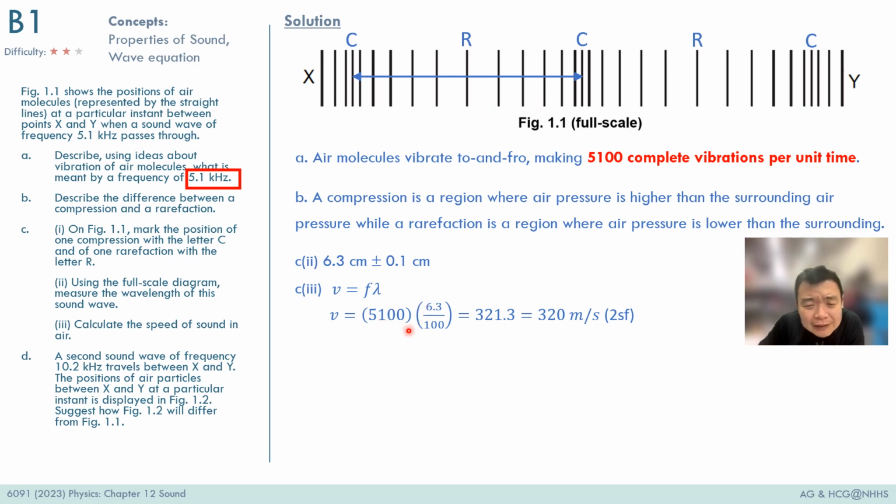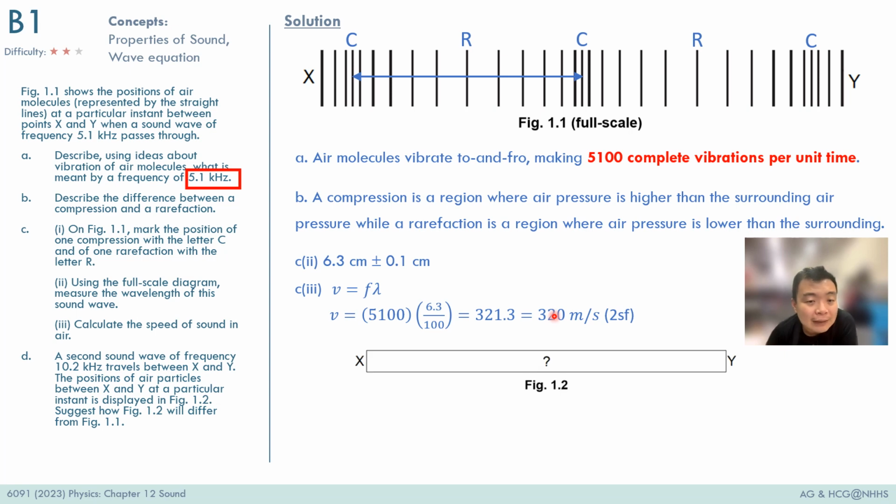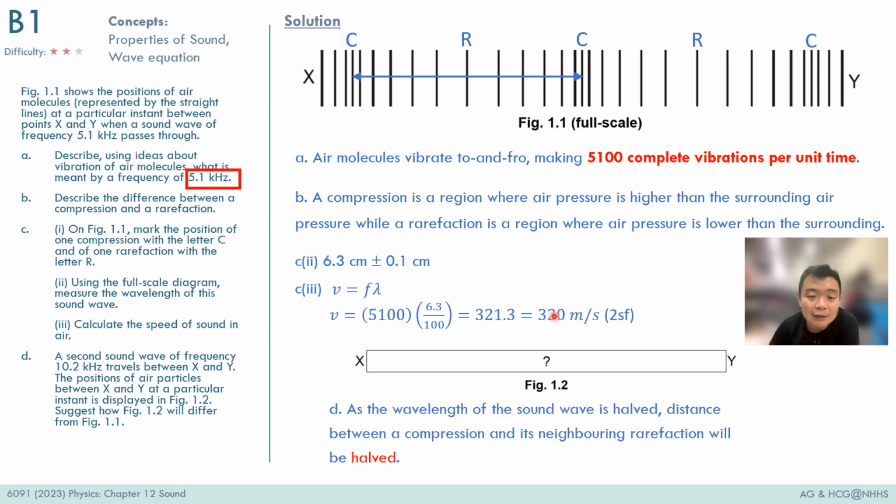Same thing goes for the units part, please just be careful. The wavelength, as we have figured out in the previous part, for me is 6.3 cm. Yours might be a little bit different, but just take note that this is in cm. So therefore, please convert it to meters. I always use SI units in my calculation to avoid any units error. So this is in meters, and therefore you will get 320 meters per second, which is roughly the speed of sound in air.